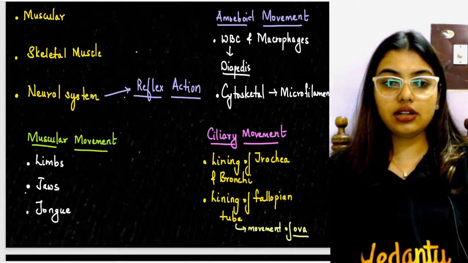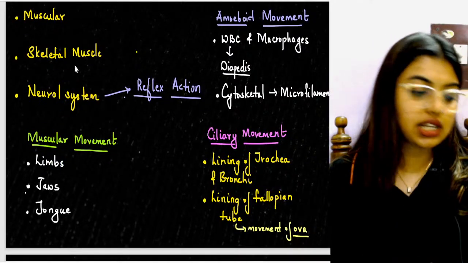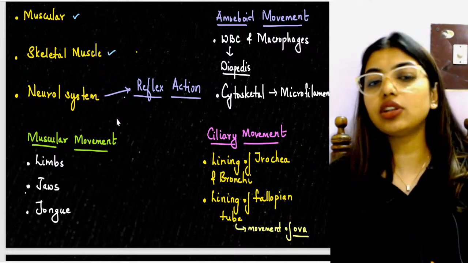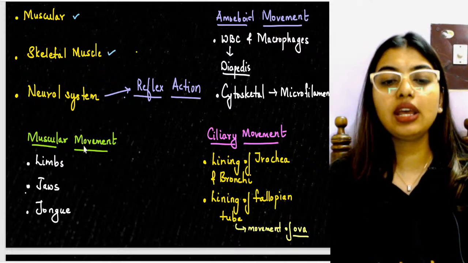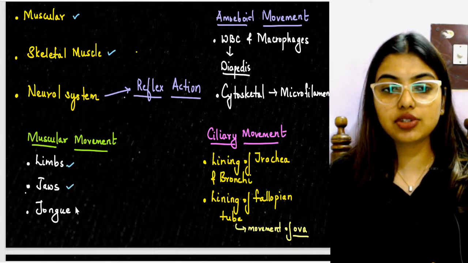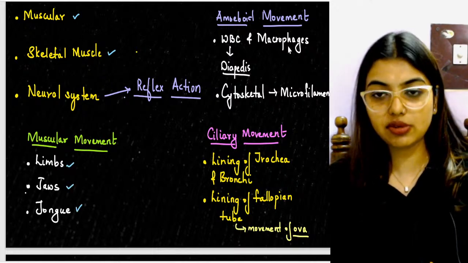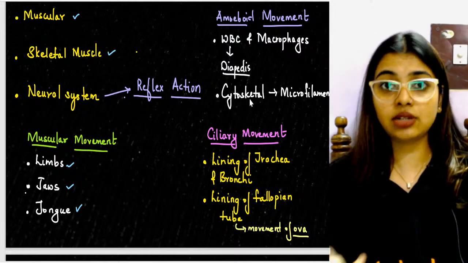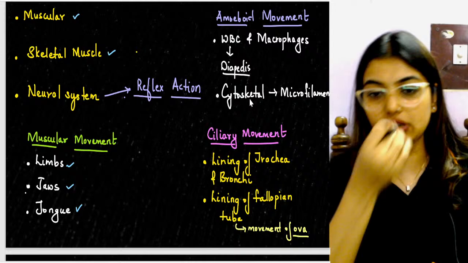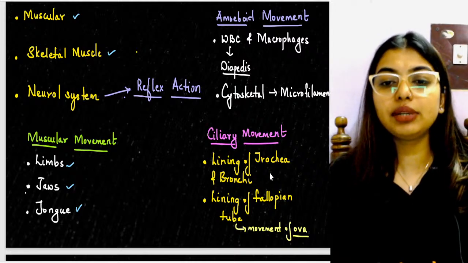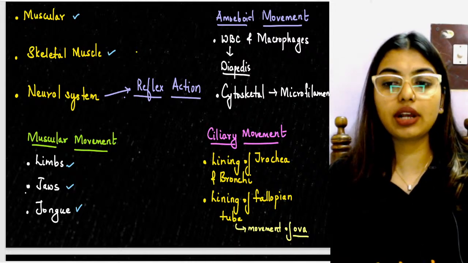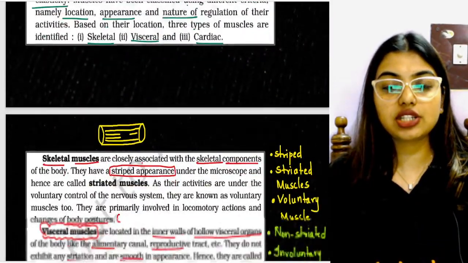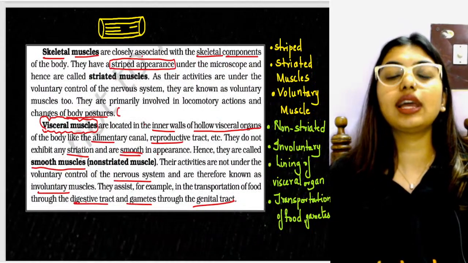Here I've written a complete overview, so you will always get an overview of my class. So here you can see muscular, skeletal, neural system. All these three have to work for your movements to happen. Muscular movements are going to be of your limbs, jaws and tongues, and amoeboid movement is between your WBC and macrophages, where diapedesis will happen. Cytoskeleton also movement will happen, that is of your microfilament. Ciliary movement is happening because of the lining of the trachea and bronchi, lining of the fallopian tube, and it helps in the movement of the ova. Flagellary movement is happening because of the help of sperm.